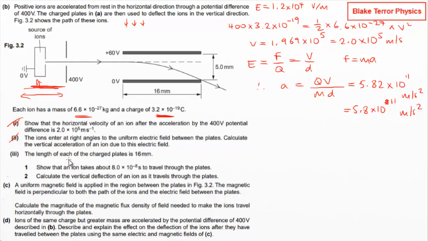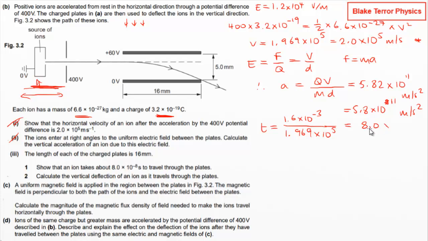The length of each of the charge plates is 16 millimeters. Show that the ion takes not very long to travel through the plates. Right, so that time is going to be our distance divided by the velocity that we worked out up here. The distance, so 1.6 times 10 to the minus 3 divided by 1.969 times 10 to the 5. So that's going to be pretty close to that, and lo and behold, it is 8.0.